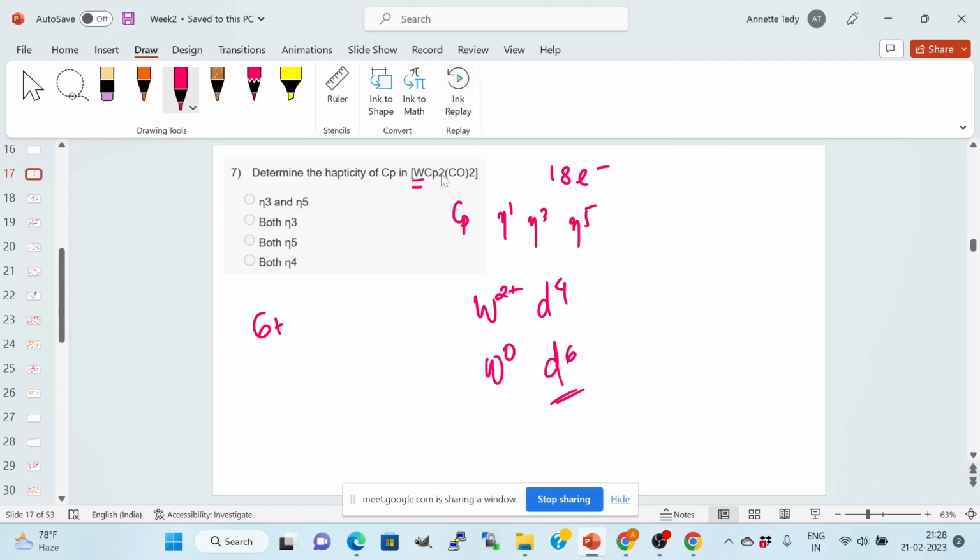Then there are two Cp, which we don't know. So we'll just keep it as X and Y, plus each carbon monoxide will have 2. So we have 2 into 4, which gives 8. So X plus Y plus 10 is equal to 18, and X plus Y is equal to 8, right? 18 minus 10.